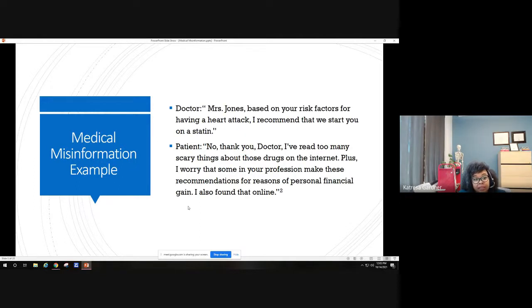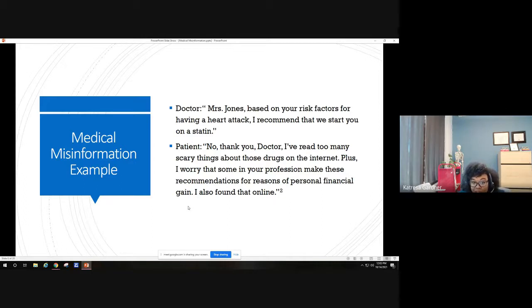So let's look at this example, a common example of patient doctor dialogue. The scenario goes where the doctor says, "Hey, Mrs. Jones, based on your risk factors for having a heart attack, I recommend that we start you on a statin." And the patient goes, "No, thank you, doctor. I've read too many scary things about those drugs on the internet. Plus, I worry that some in your profession make these recommendations for reasons of personal financial gain. I also found that online."